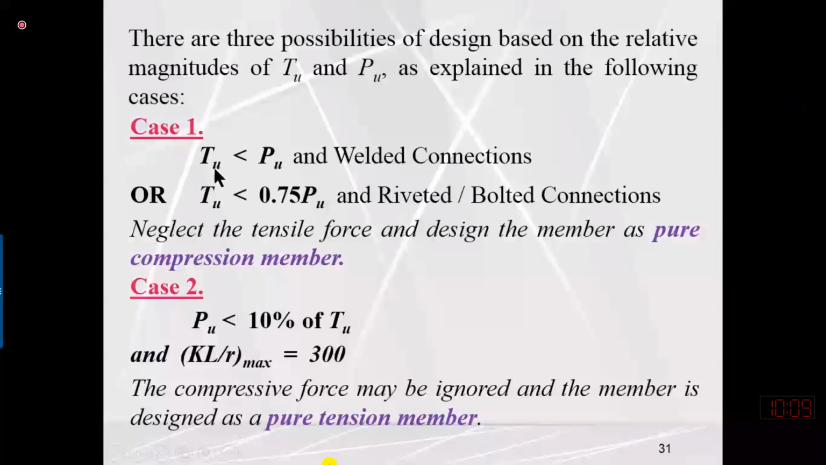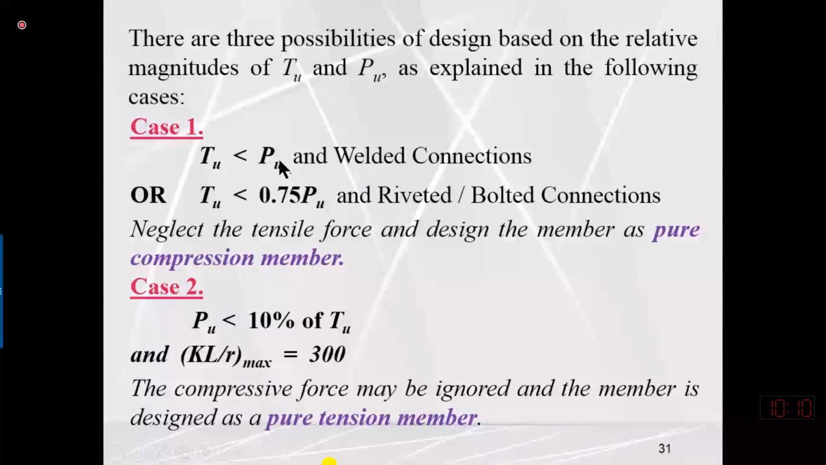So this member will be regarded as a pure compression member. Pure compression member means that we will only apply the guidelines and instructions for compression member design, and we will ignore that the member is even subjected to any tensile forces, because the section which is good for the compressive forces will also be sufficient to resist the factored tensile force if it is subjected to it. So if the first case is not satisfied, meaning that tensile forces are more than compressive forces, then we have to check the second case.